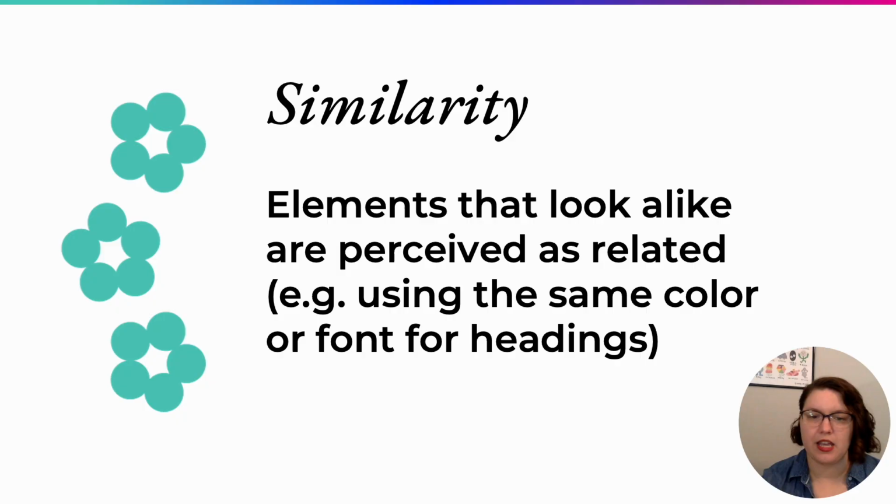So similarity is that elements that look alike are perceived as being related. For example, they use the same color, they use the same font, the heading style is the same. Over here, you might see these look like little flowers, even though they're technically just 5 little teal circles.